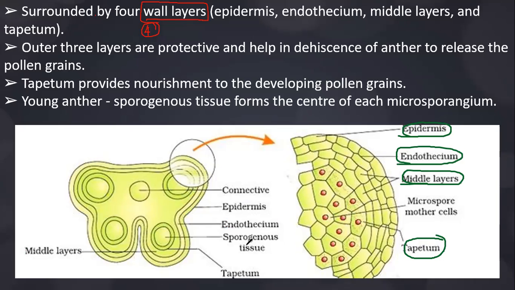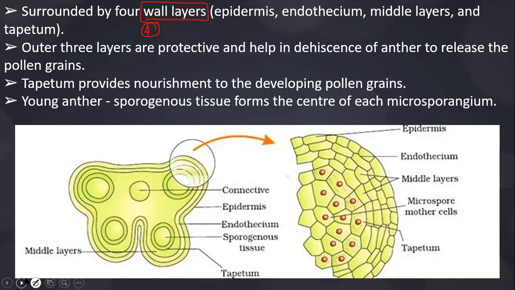I already told you, if they are asking in the question to arrange in the correct sequence and sporogenous tissue is also included, then inside the tapetum only you will have the sporogenous tissue. Please remember this particular point. I'm again reminding you, it is an MCQ question from previous year NEET, AIIMS, AIPMT, all entrance examinations. Is that clear?